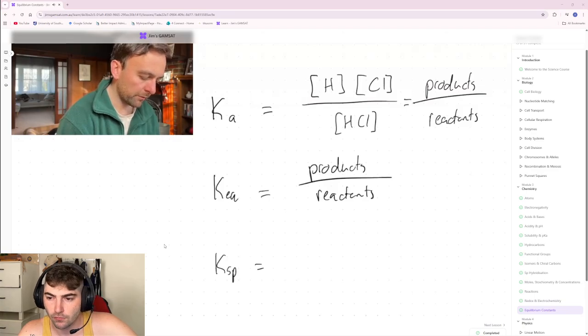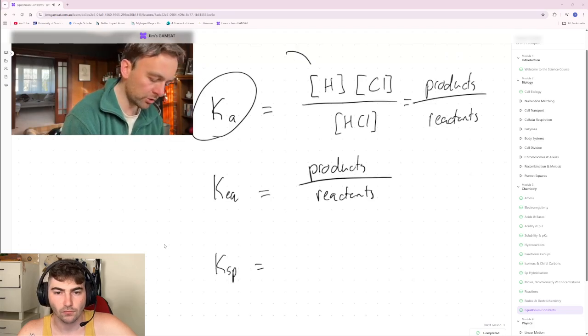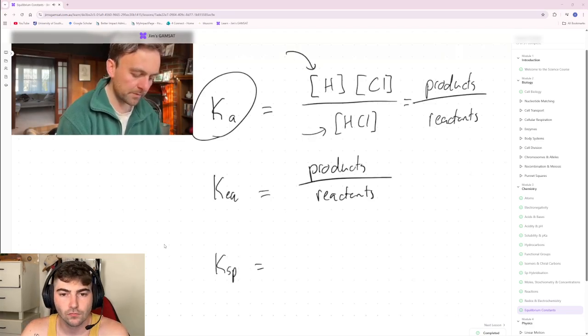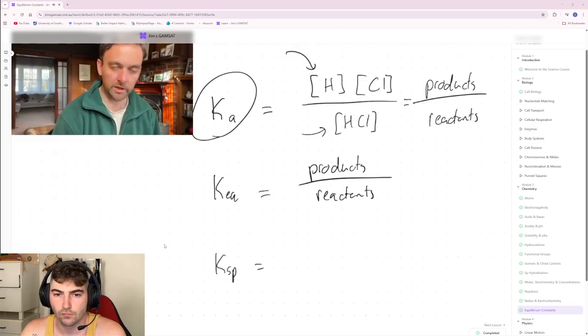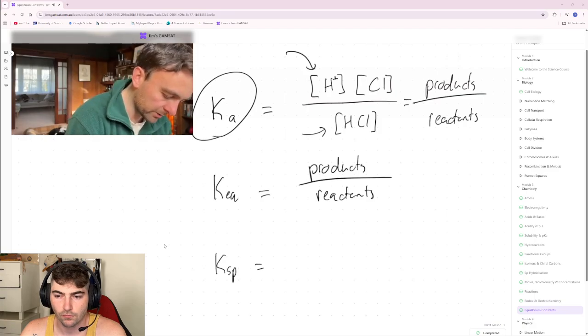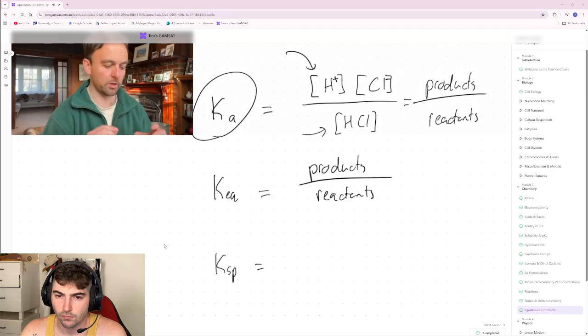So the first one, which we've kind of already been introduced to, is called the acid dissociation constant. Now, I told you that Ka is a measure of acid strength, but really what that means is it's the concentration of all the products divided by the concentration of the reactant. So I've just filled it in for HCl, so this should be H plus and Cl minus. So we've got the acid at the bottom, and then we've got the amount that we've split into at the top.